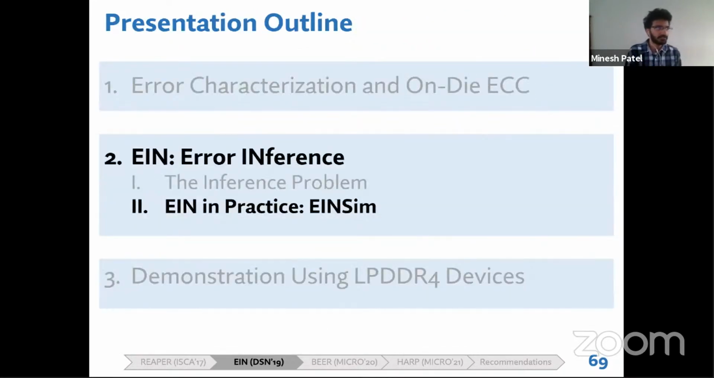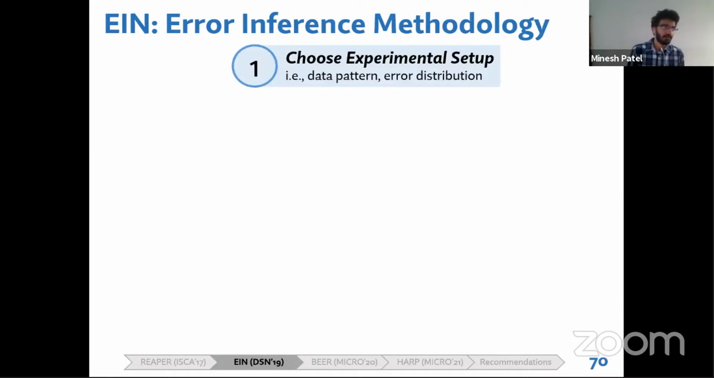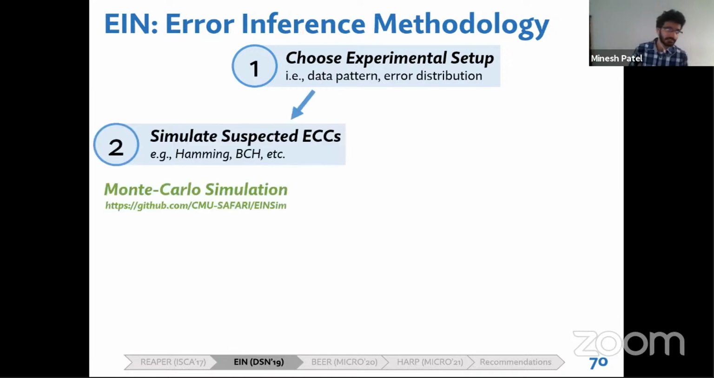Okay, so let's take a look at how this looks in practice. We put this together to create this 4-step EIN process. The first step, again, is to choose the experimental setup that we're using. The second step is to simulate suspected ECC schemes with the experimental setup from step 1. We do this because it's our way of evaluating the probabilistic expression, because it gets very complicated with different ECC schemes and different error rates.